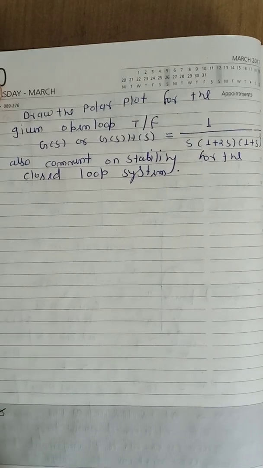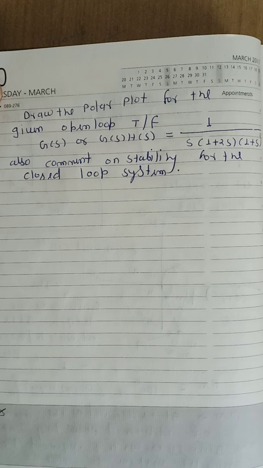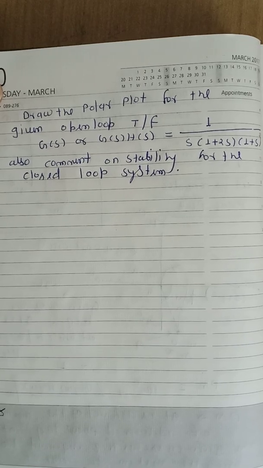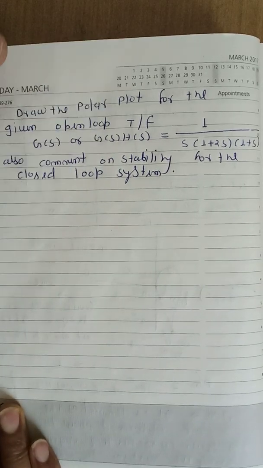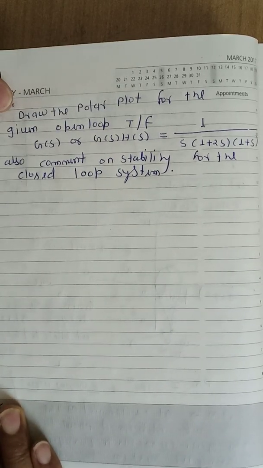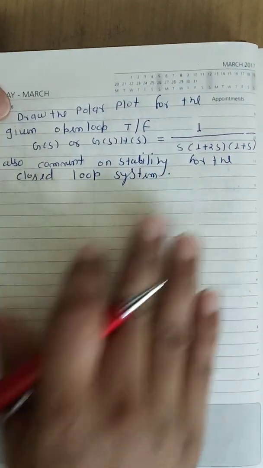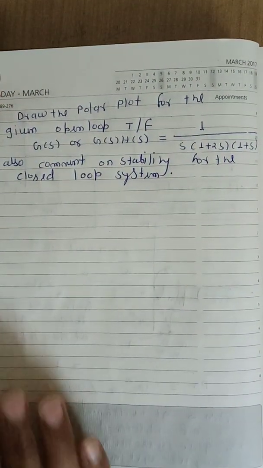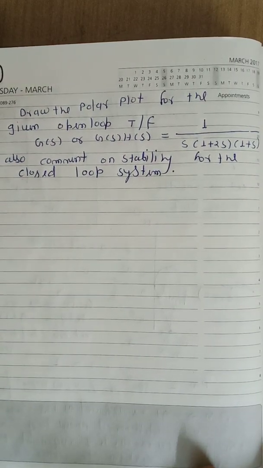Hello everyone. Now let us see one numerical for the stability using a polar plot. So here I am considering the same open loop transfer function. That means 1 over s, 1 plus 2s, 1 plus s. Now let us see how we can draw the polar plot for the given transfer function.